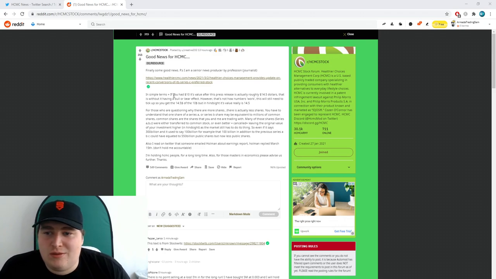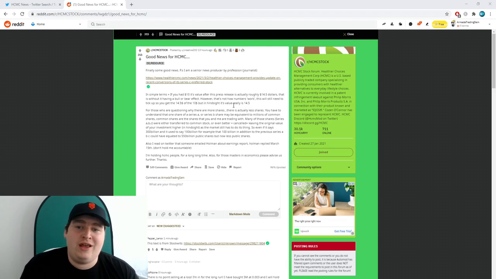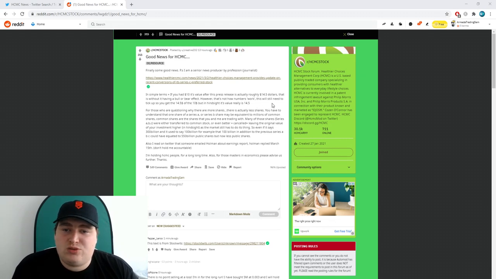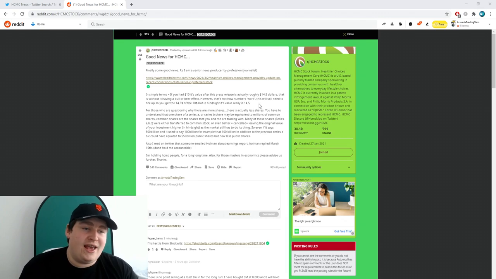But in simple terms, if you had $10, its value after the press release is actually roughly $14.5. That is without it having a bull or bear effect. However, that's not how numbers work. This will still need to tick up. So you'll get the $14.5 of the $10. But in hindsight, its value really is $14.5.